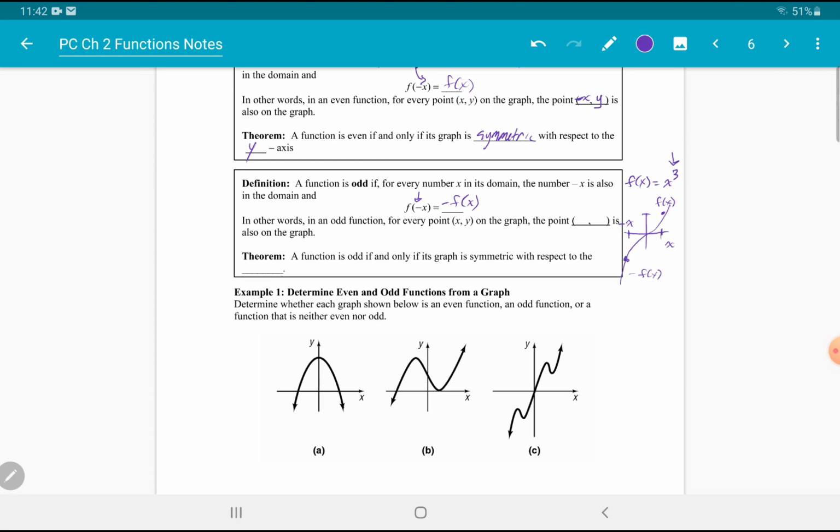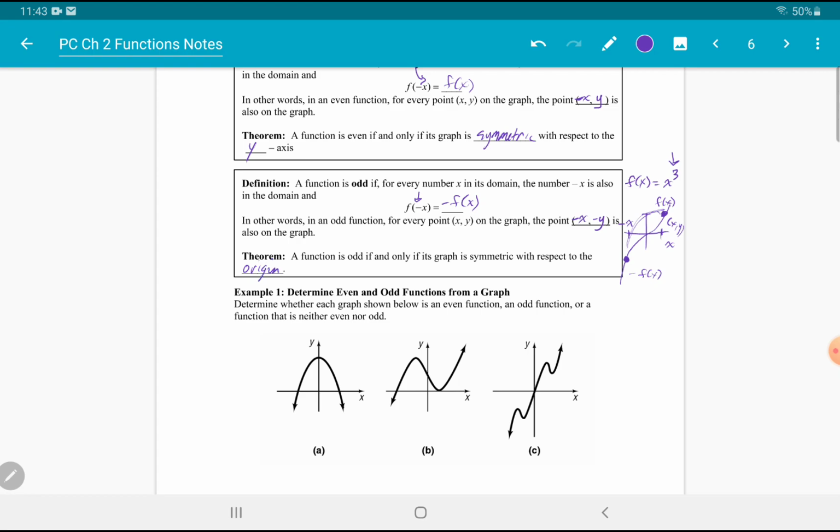So you see here the point we labeled, the point x, y, which is represented here. You will also have the point that's down below in quadrant 3. That point is going to be negative x, negative y. It's also on the graph. A function is odd if and only if its graph is symmetric with respect to, notice how we have that symmetry occurring this way now, the origin.